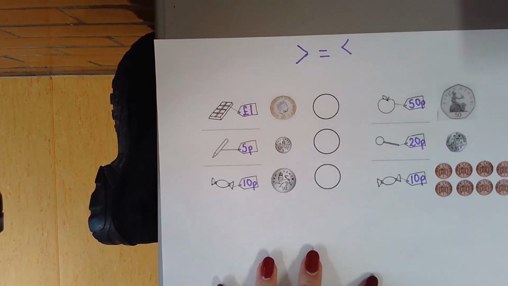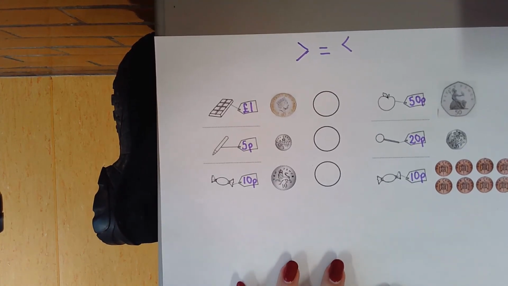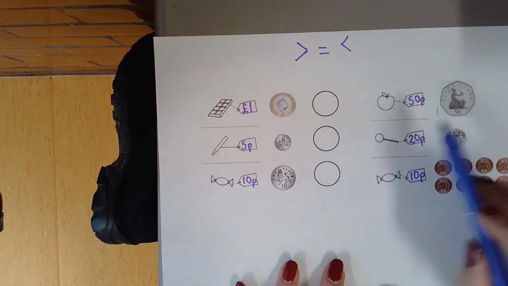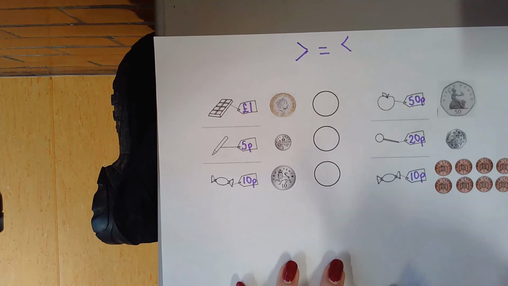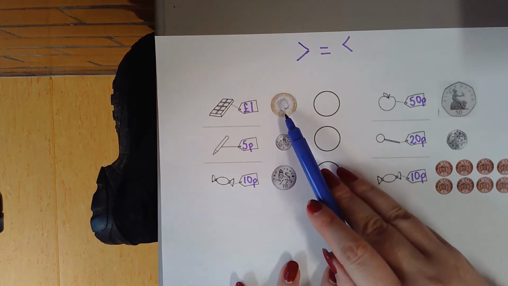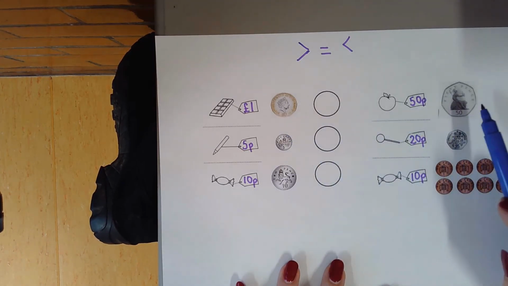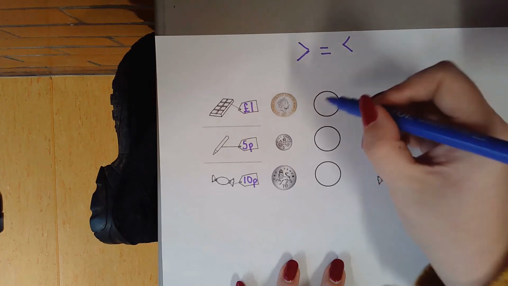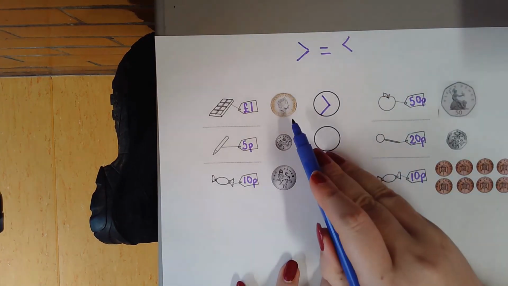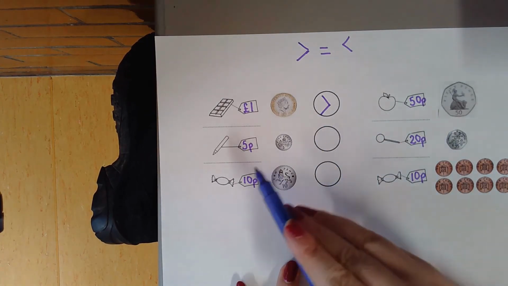Okay, now that I've written the price tags on, I'm going to compare the values. So, is £1 greater than, smaller than, or equal to 50p? What's £1 worth? £1 is worth 100 pennies, and 50p is worth 50 pennies. So £1 is the bigger number. £1 is greater than 50p. Let's have a look at the next one.